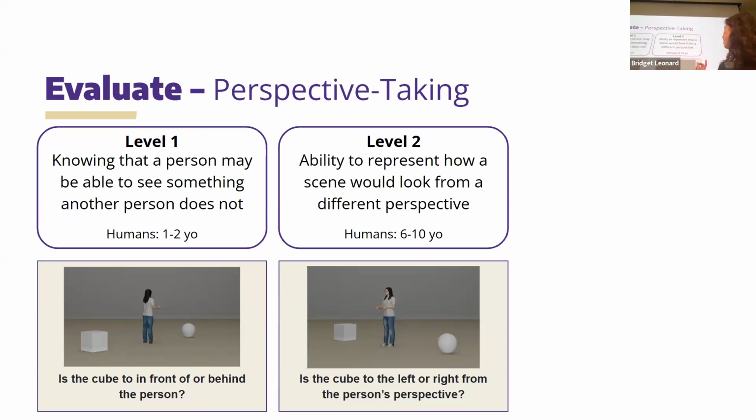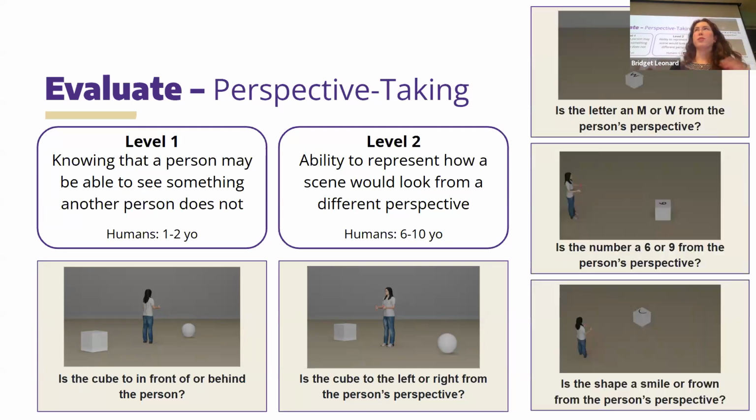So in this task, we developed images of whether a cube was to someone's left or right, kind of like that fire hydrant perspective taking task. And then you can also go beyond spatial relationship judgments and go more into visual judgments of how someone's visual scene can change based on their perspective. So we also incorporated these visual judgments into our task too, that involved M's and W's, 6s and 9s, and then a smile and a frown.